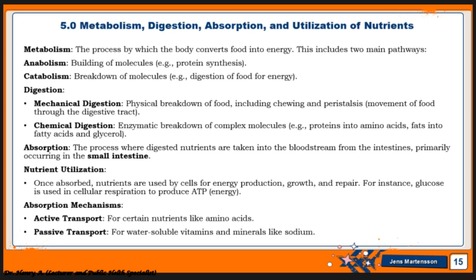You have the active transport mechanism or the passive transport mechanism. For active, certain nutrients like amino acids are involved, while for passive transport, water-soluble vitamins and minerals like sodium are involved. Active transport will require a lot of energy, while in passive transport, you do not need energy. It happens in free flow, fluently, without any form of energy to be activated before that process will take place. So this is all you need to know for this course under metabolism, digestion, absorption, and utilization of nutrients.